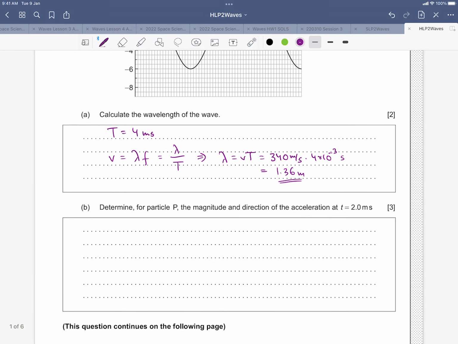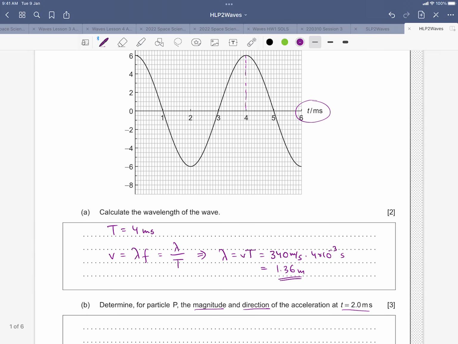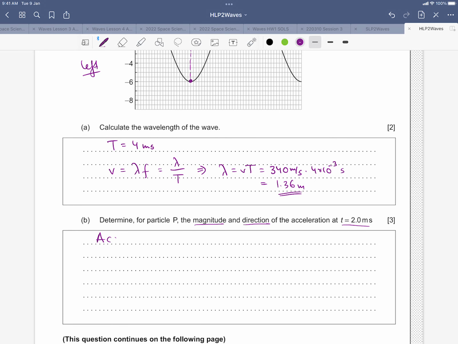Okay, then we have to determine the magnitude and the direction of the acceleration when time is 2 milliseconds. Okay, so we're looking at this time value, and you can see the particle at that time has displaced itself to the left, right? Negative displacement is to the left, and it's displaced itself the most to the left. So it has the largest acceleration, which is going to be pointing to the right, because in simple harmonic motion, acceleration is opposite and proportional to the displacement. So the acceleration is to the right.